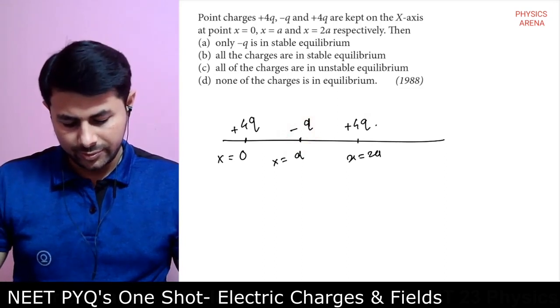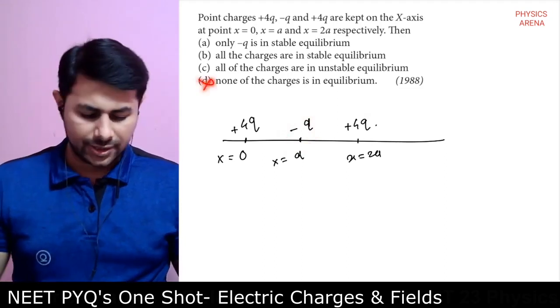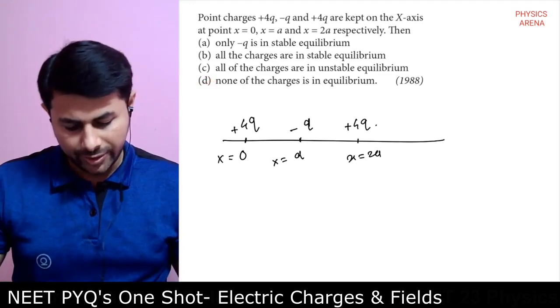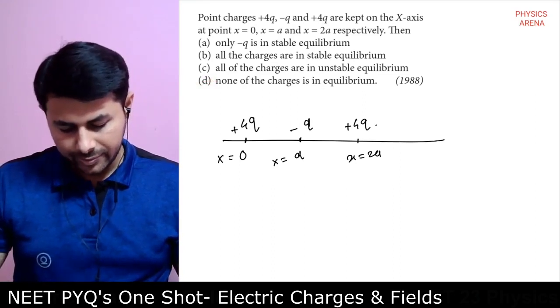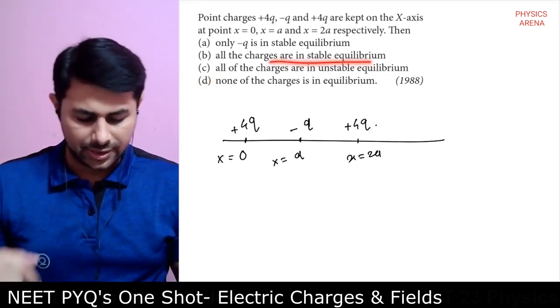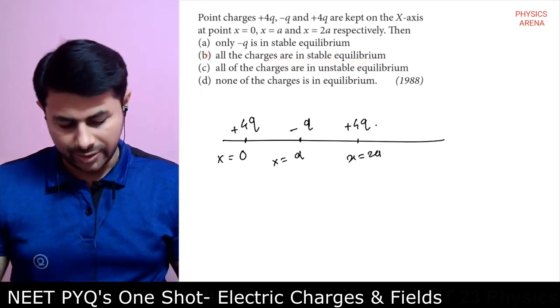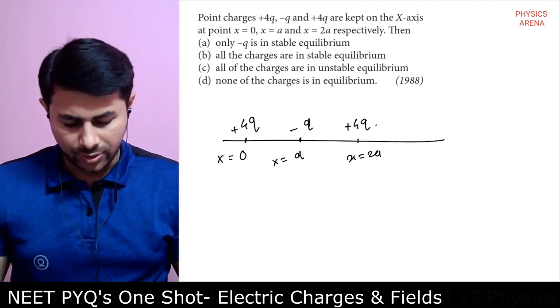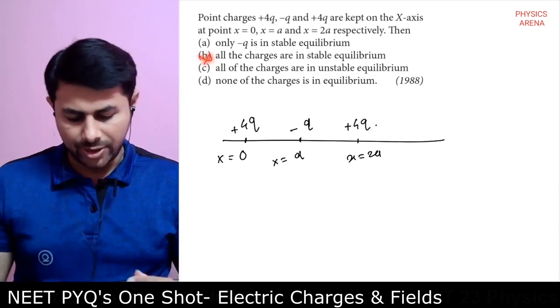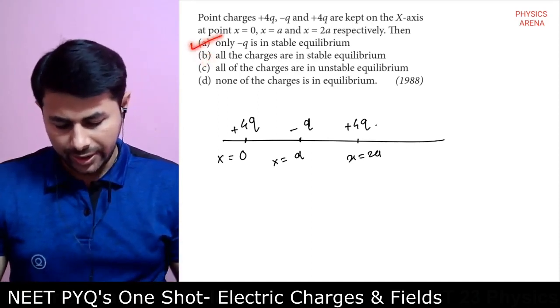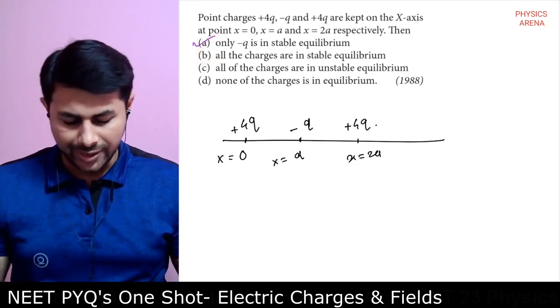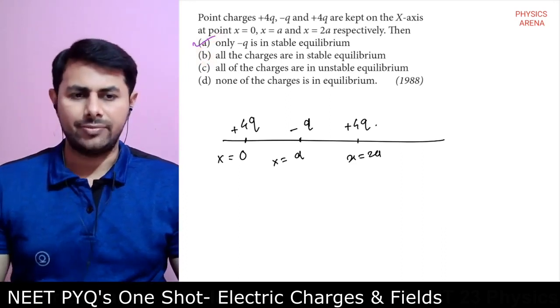Got it? So "none of the charges are in equilibrium" is wrong. "All charges are in equilibrium" is also wrong. All of them are not in equilibrium. So all of them are neither in stable nor unstable equilibrium. So option A is the only correct one. The charge minus q is in stable equilibrium.